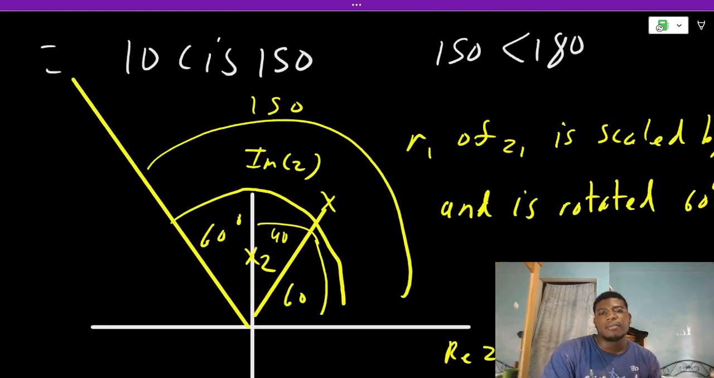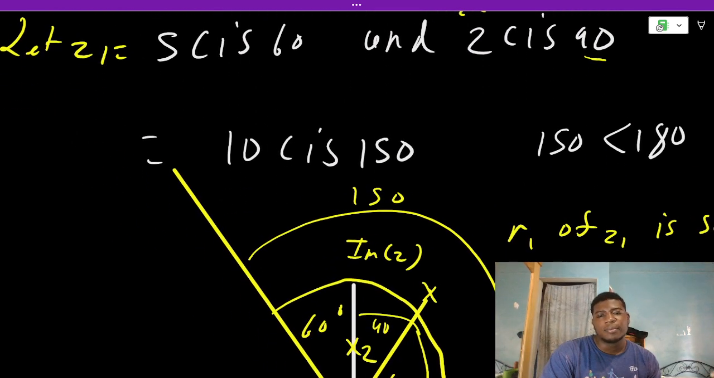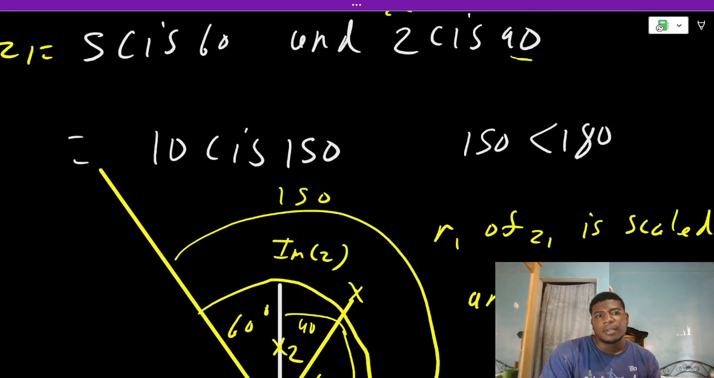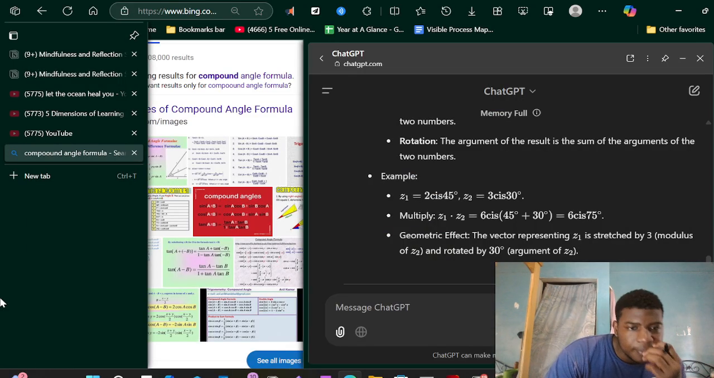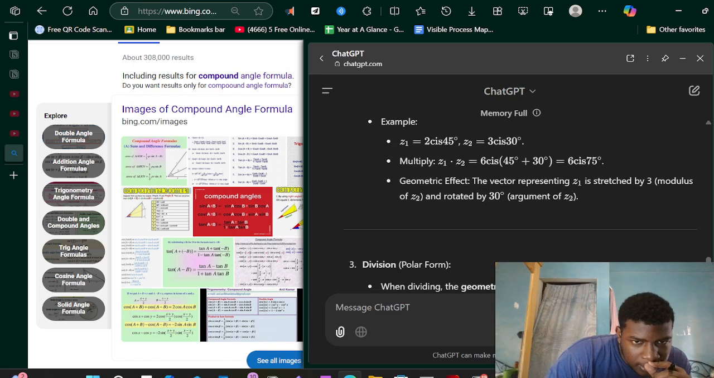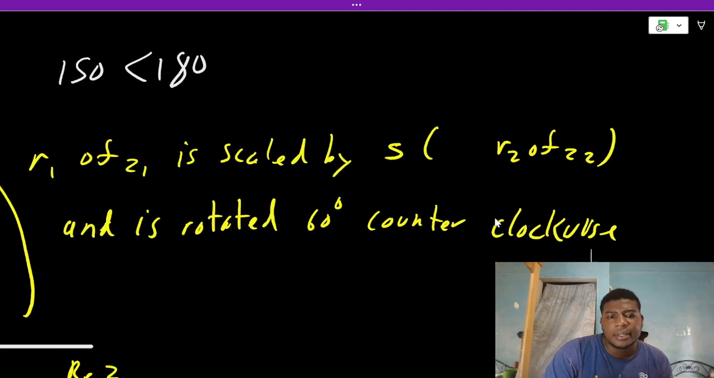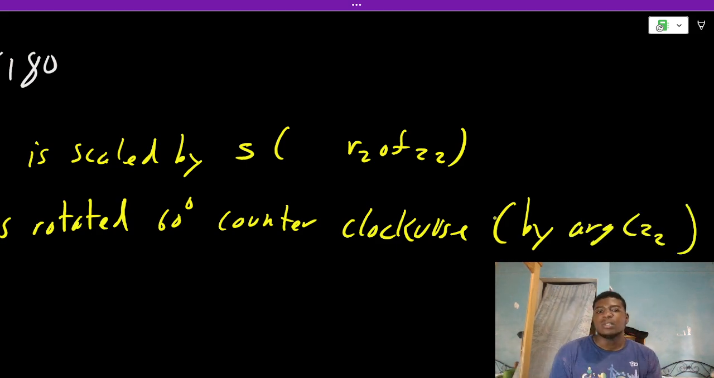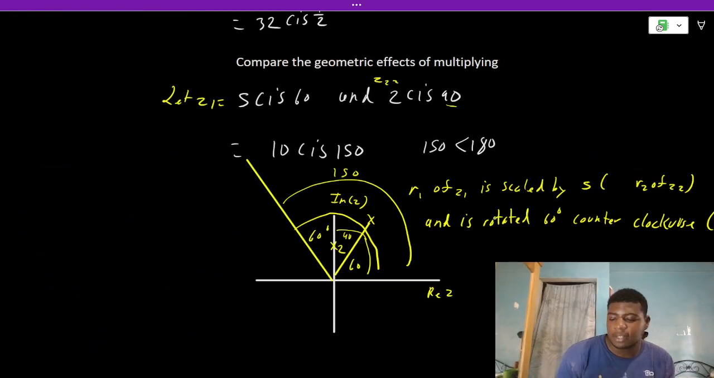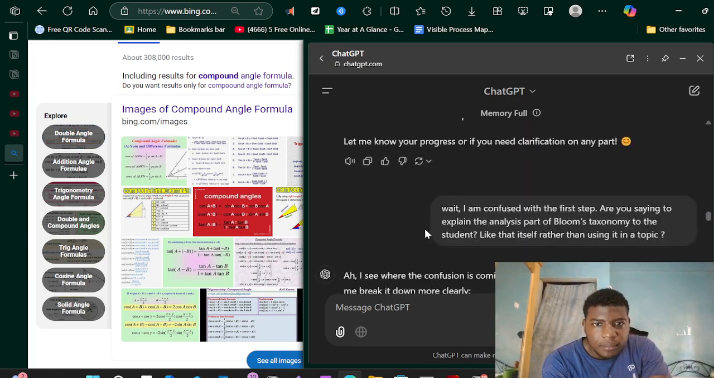It's not negative, because of the increase. The decrease would be clockwise. Counterclockwise by the argument of z2. Yeah, so that's our answer for that. Kind of hard to say though. Well, let me see the next one.